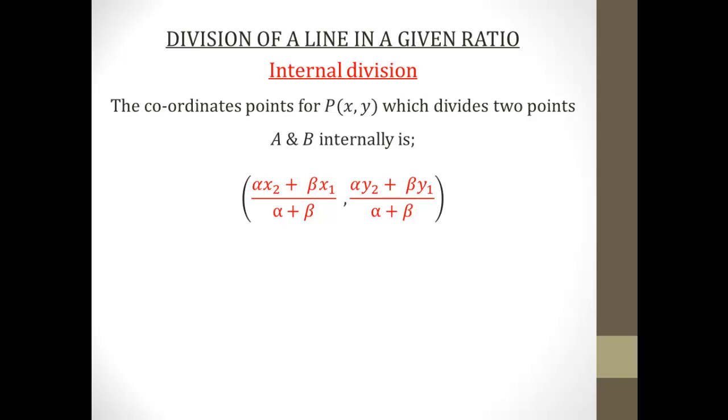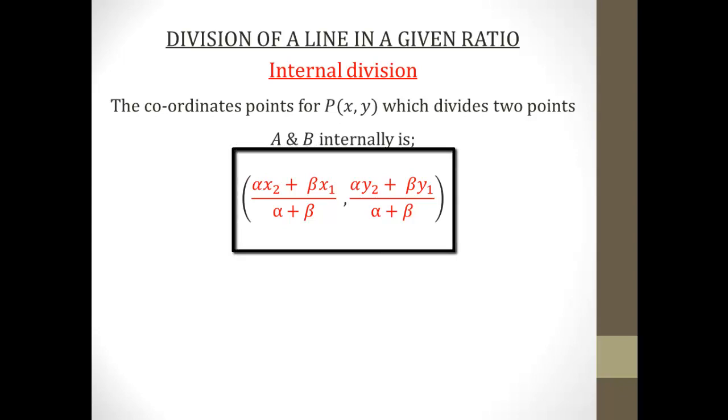So the coordinate point for P, which is (x, y), which divides two points A and B internally, is this. Now this is the formula for finding the coordinate point P, or the coordinate point, whatever it may be, R, it may be Q. This is the formula for finding the point that divides two points internally.